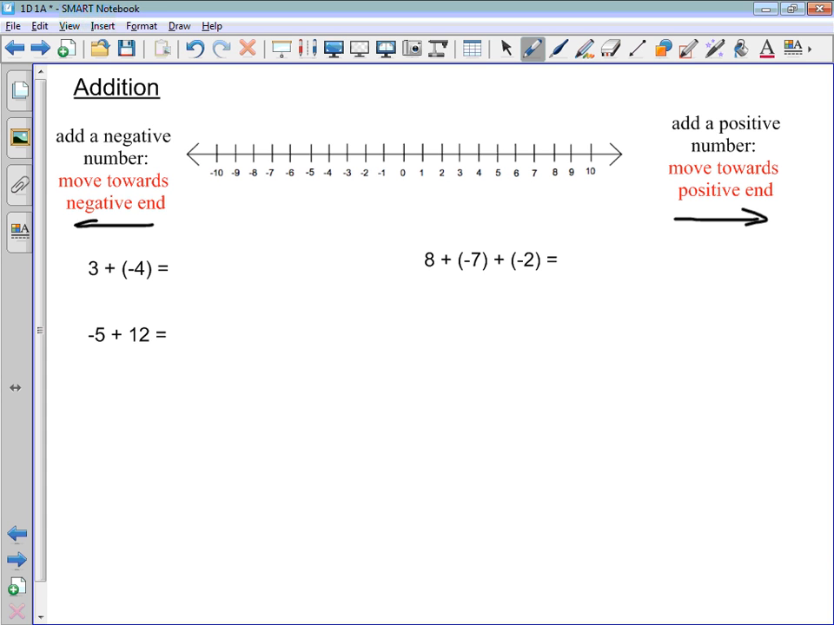If I'm doing something like 3 plus negative 4, I start at this first number, the 3. So where's 3? Right there. I'm adding negative 4, so I'm going towards the negative numbers. How far am I going? I'm going 4 steps. 1, 2, 3, 4. I ended up on negative 1, so my answer is negative 1.